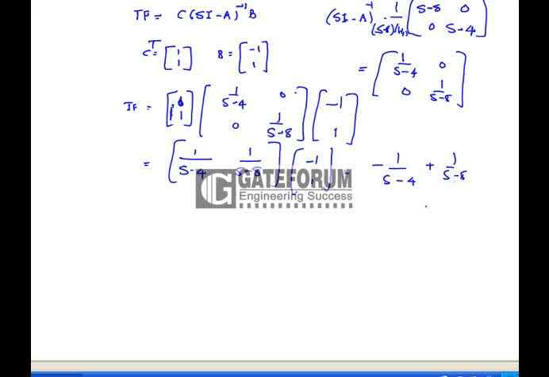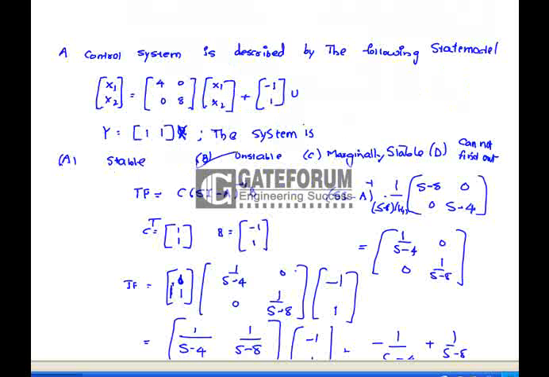Now look at the pole locations. We will get all poles located in the right half of the s-plane. Hence the system is unstable. That is option B is correct.